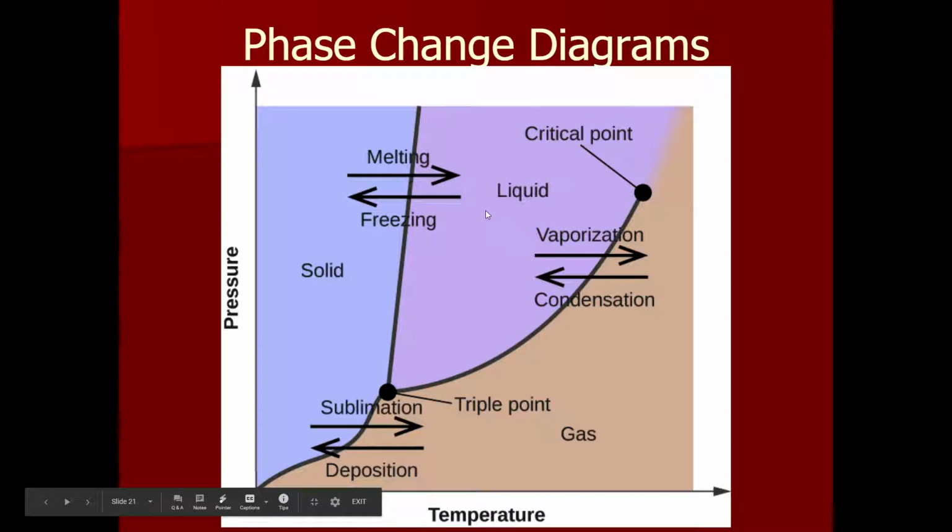temperature stays constant and your pressure decreases, so we're going from a high pressure down to a low pressure, you can transition between liquid and gas. So you can see how it would boil at a lower temperature when the pressure is lower.